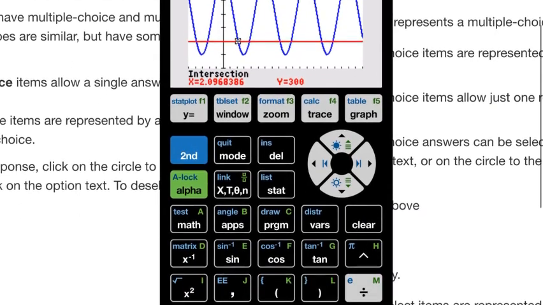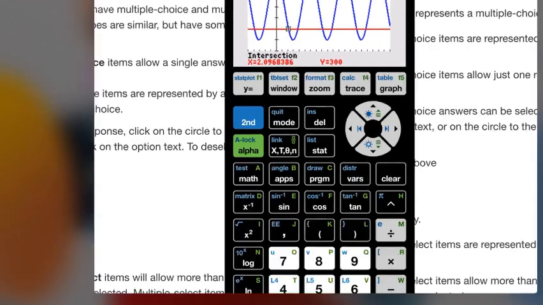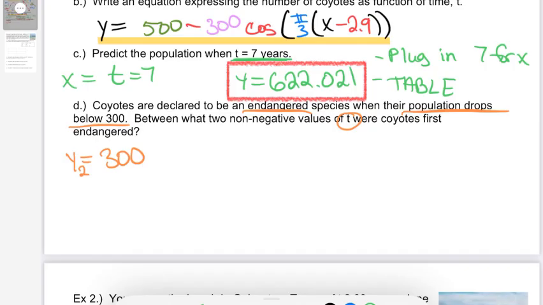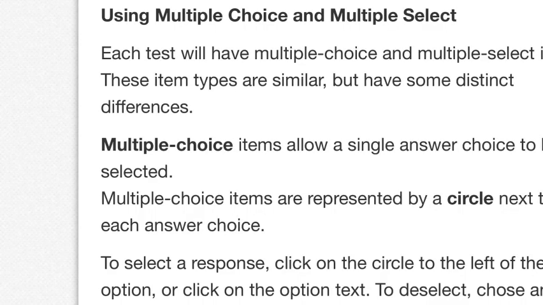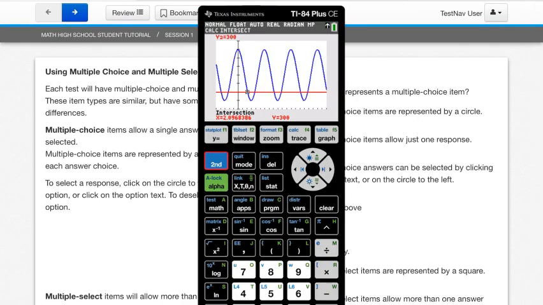That X value, 2.097, is the first time when they become endangered. 2.097. So T equals 2.097 years was that first time. And then we want to go back and find the second one. So that would be the one just to the right.